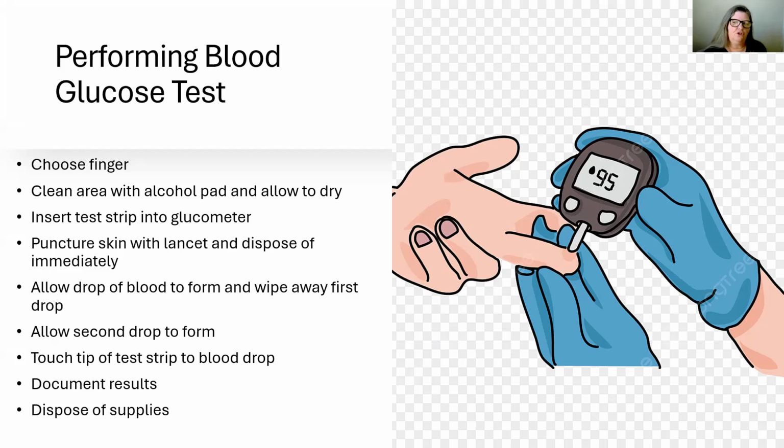So wipe that first drop away, go ahead and allow a second drop to form, and then you're just literally going to touch the tip of the test strip that is sticking out of the machine, so you have to actually pick the machine up, to the blood droplet, and it will suck it up into the strip, and your machine will start doing a countdown to give you a result. Once you have that result, document it and dispose of your supplies.